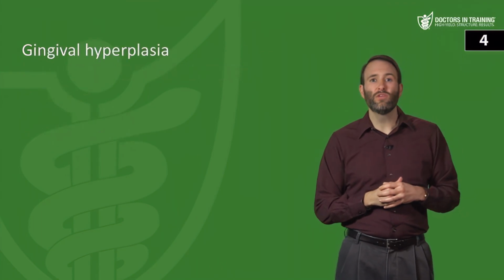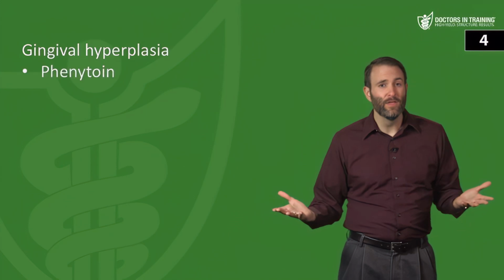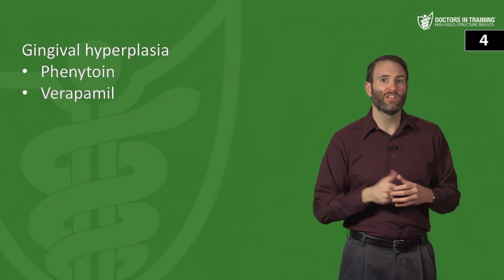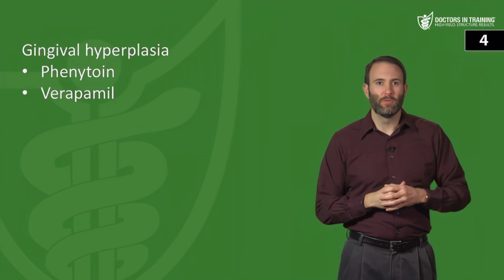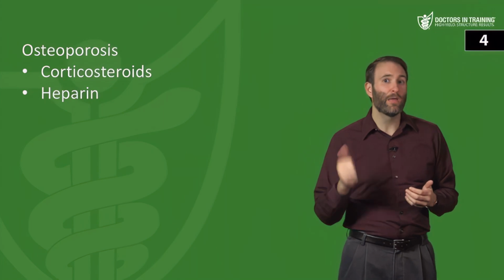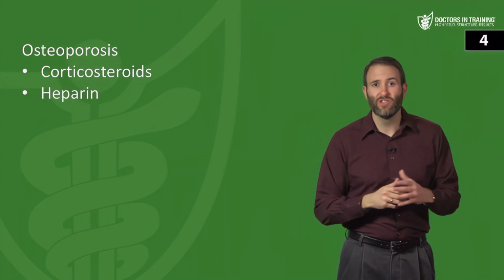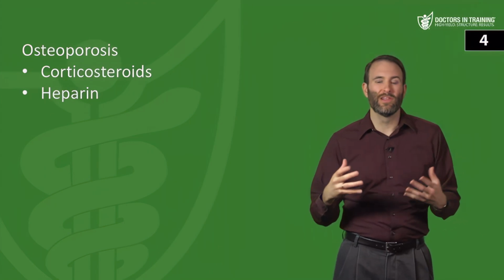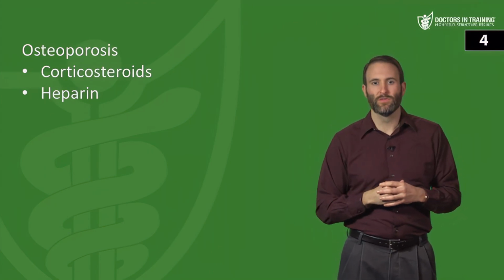Next, we have gingival hyperplasia. Now, classically, we think about phenytoin with this one, but also think about verapamil. Verapamil can also be associated with gingival hyperplasia. Next, we have osteoporosis, corticosteroids, and heparin. So you definitely want to monitor your patients with chronic rheumatologic diseases that are using those corticosteroids regularly. They're going to very quickly get osteoporosis.